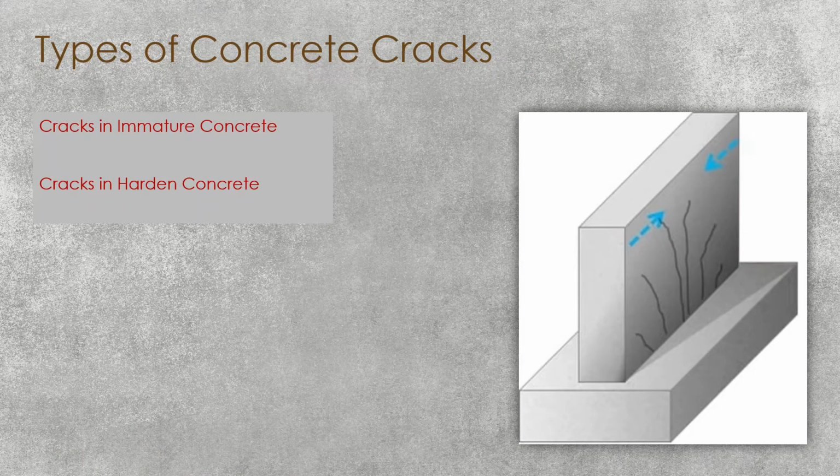Types of cracks in concrete. Cracks in immature concrete. Cracks in hardened concrete. We can discuss under these two topics because these are two different states of the concrete. Immature concrete hasn't gained strength, but when it is hardened, it has reached its required strength or its characteristic strength.